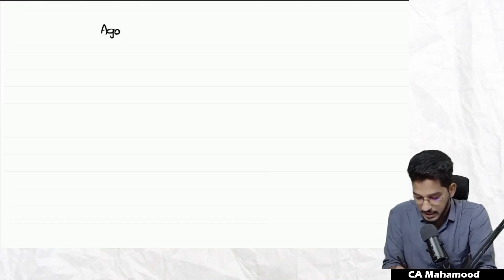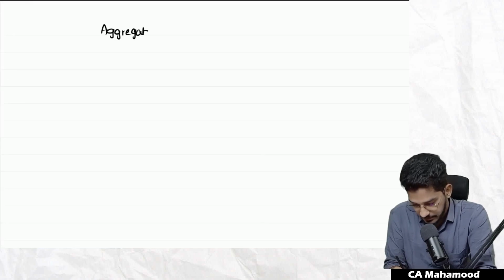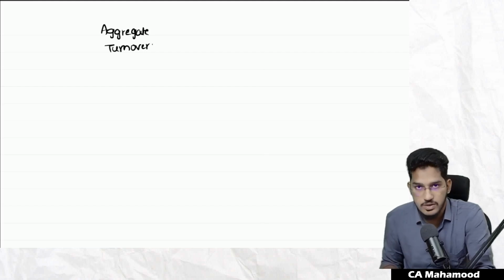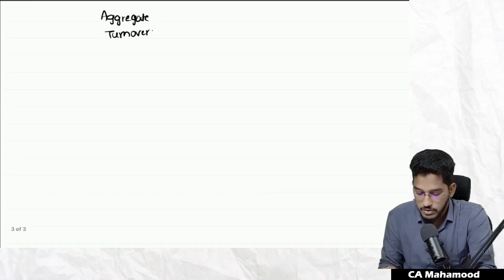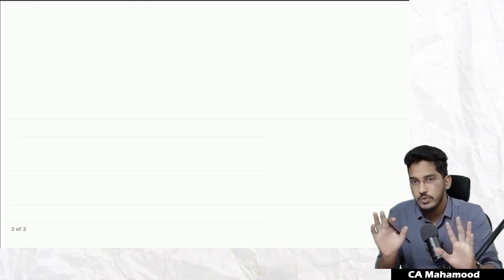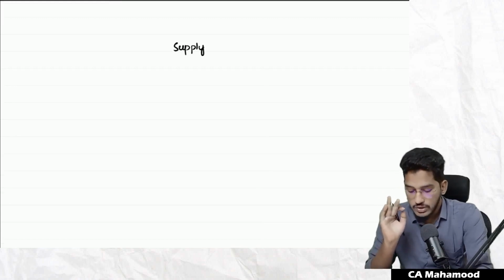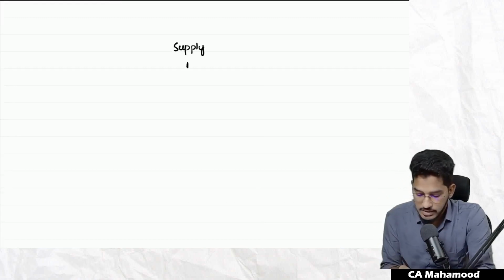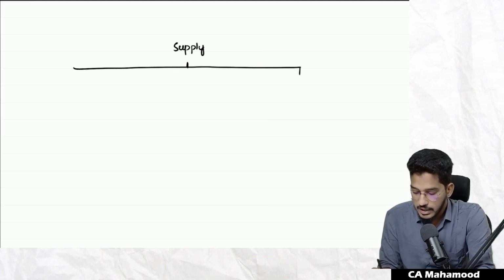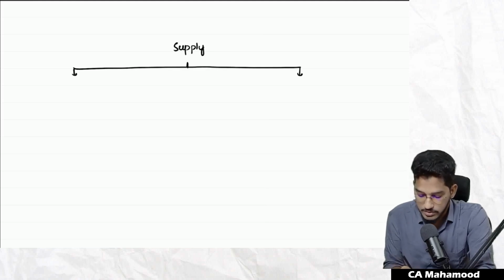There are two terms here actually. One is aggregate and the other one is turnover. Let us try to understand what is aggregate turnover. First of all, before we understand turnover, I want to explain what different kinds of supplies there will be. We have seen the supply definition. Now I can broadly divide supplies into two categories.